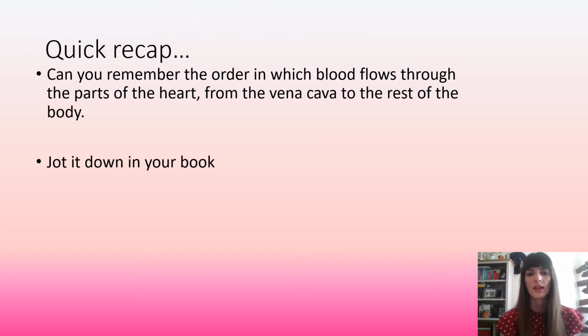Quick recap then. Can you remember the order in which blood flows through the parts of the heart from the vena cava to the rest of the body? We've literally just done it. So pause the video and jot it down in your book.